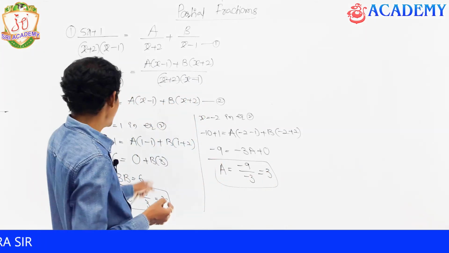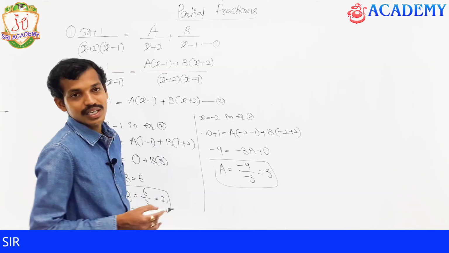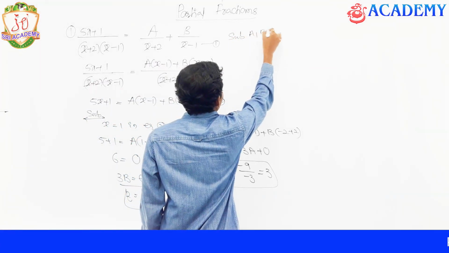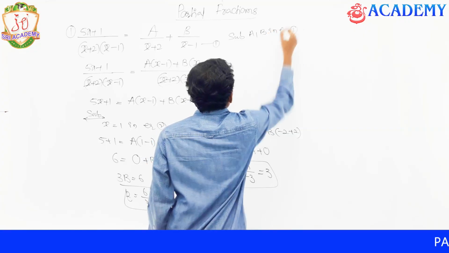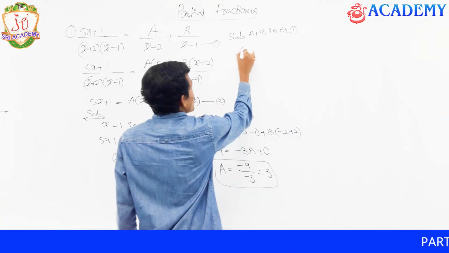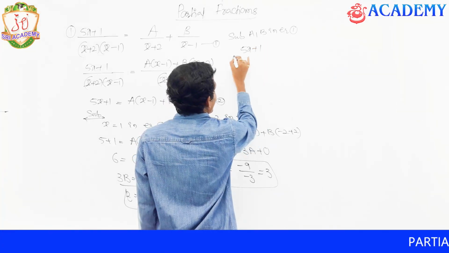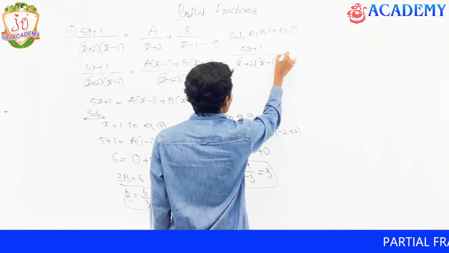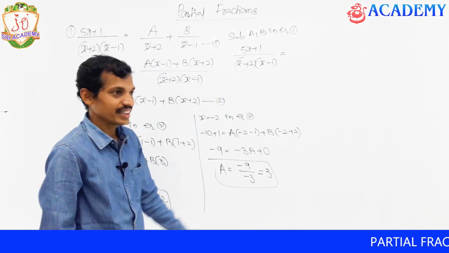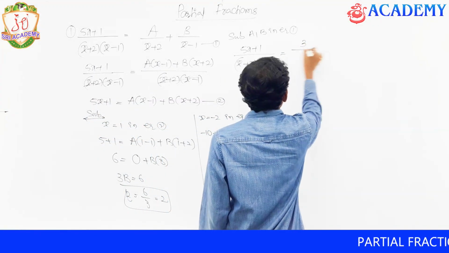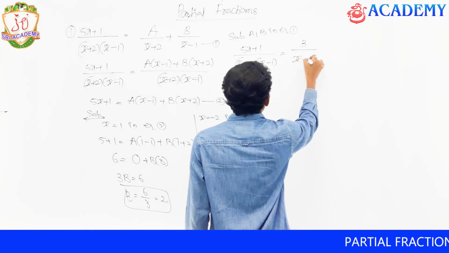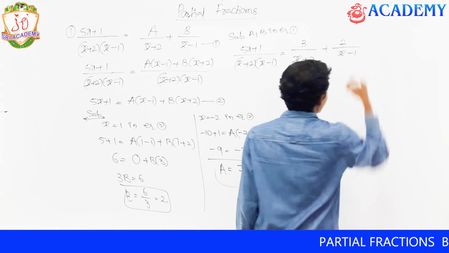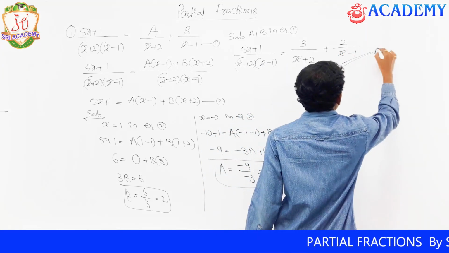I substitute these a and b values in equation number 1. That gives 5x plus 1 divided by x plus 2 into x minus 1 equals, in place of a, 3 divided by x plus 2, plus b value, 2 divided by x minus 1. This is going to be your answer.